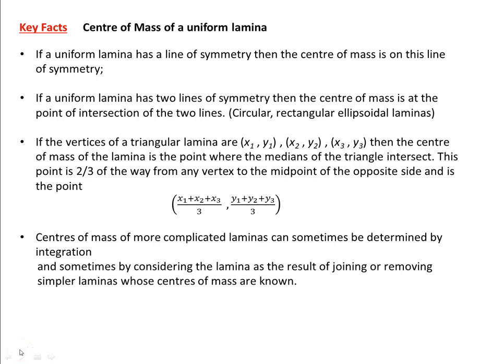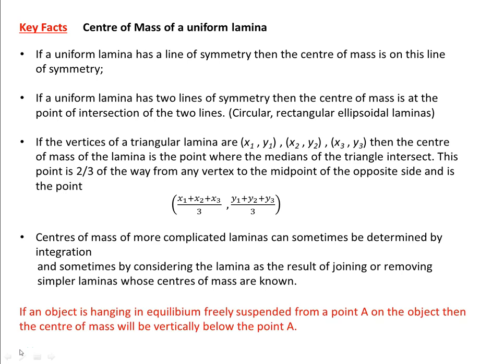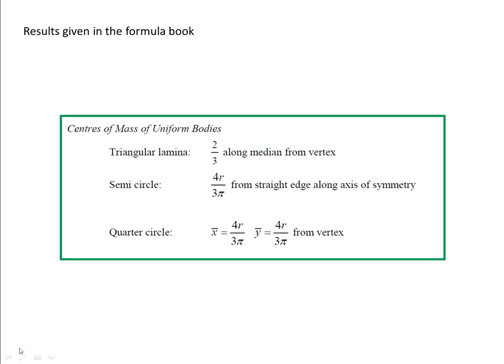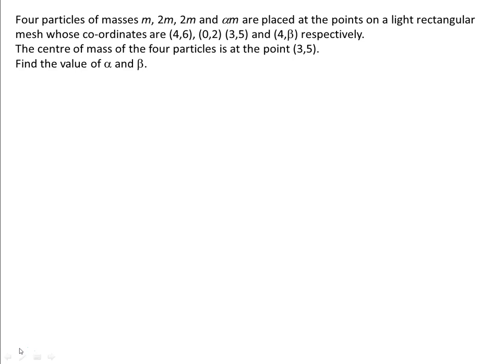Finally, we need to observe that if an object is hanging in equilibrium, freely suspended from a point A on the object, then the centre of mass will be vertically below the point A. It's worth noticing that there are some results about centres of mass given in the formula booklet, so make sure you know where these are located. So, on to our first example.